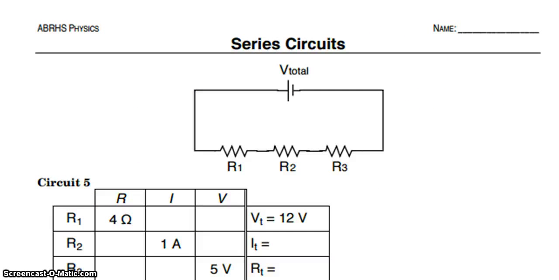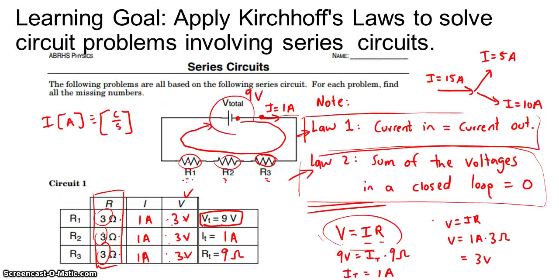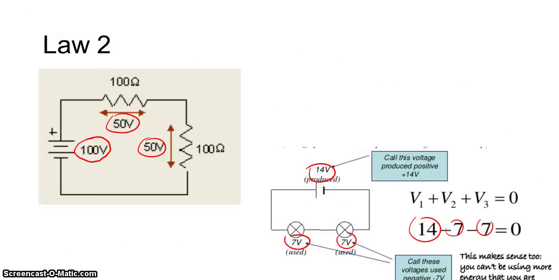This one, we have a little bit of different information. So we've got 12 volts for the battery. And again, I know that these three numbers are going to add up to 12 based off of our second law. The sum of the voltages has to be 0.